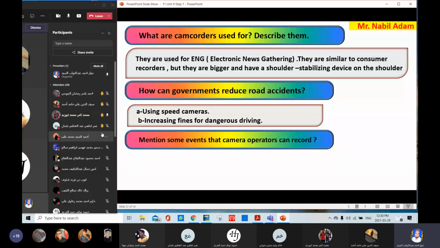Omar Lutfi, yes. So, camera operators can record some events like television series, like studio programs, like news and sporting events, like private ceremonies.